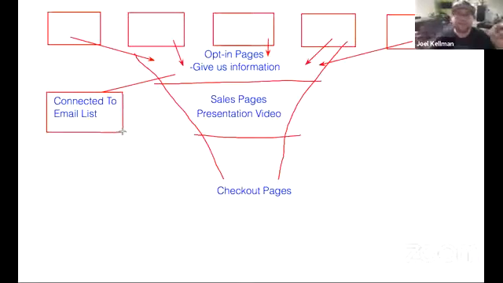But the only way they can get there is by giving you information to get there, right? So this sales page is important because that's the one you're going to make the most money with. You're going to generate the most leads with your opt-in. So you connect your opt-in page to an email list, and then you send people in your emails to your sales page or presentation page.